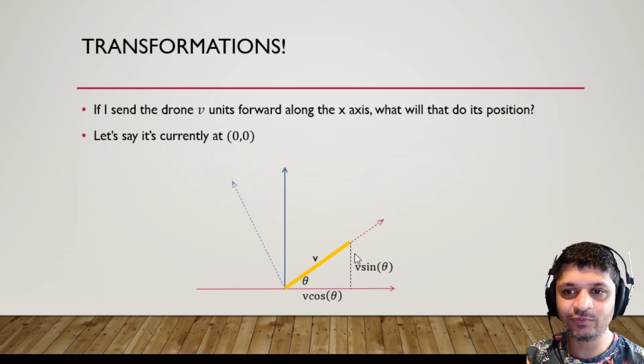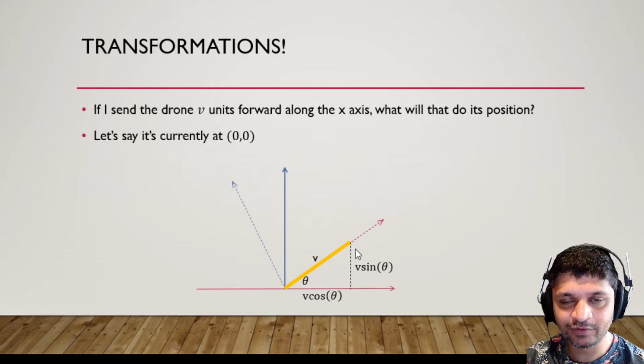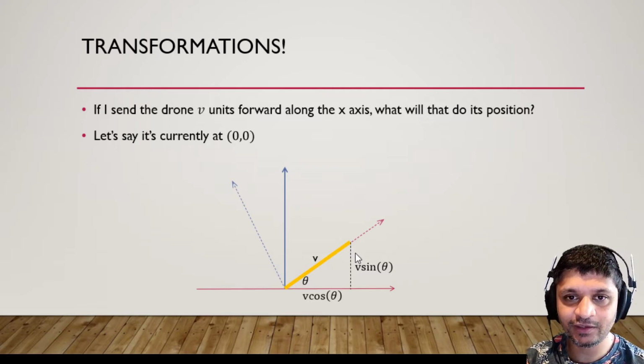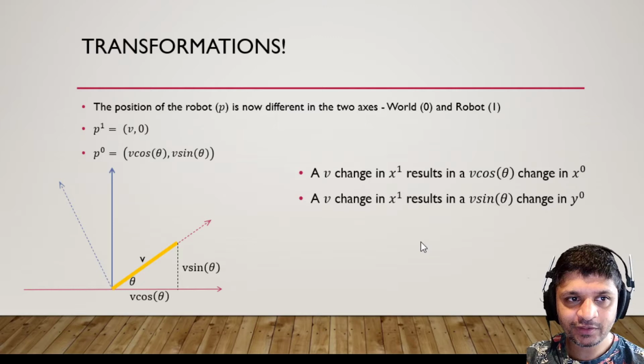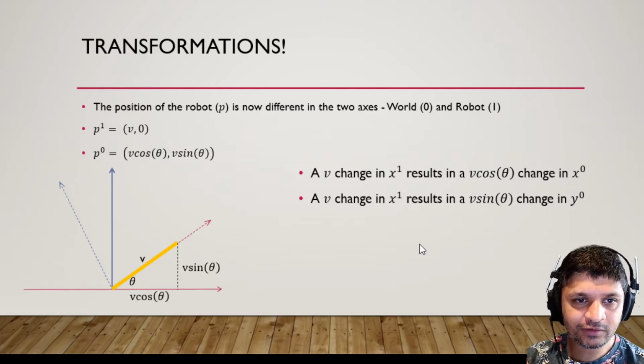Okay, can everyone see why that is? If not, feel free to message in the groups, but do think about it a bit. This is sort of a standard trig at this point. So if we, what happened here?